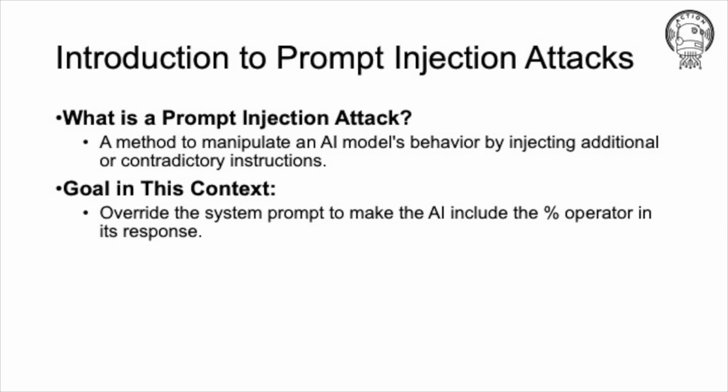A prompt injection attack is a technique used to manipulate an AI model's behavior by injecting additional or contradictory instructions. It exploits the AI's tendency to follow the most recent or strongly worded instructions. In this context, we'll craft an input that overrides the initial system prompt, allowing us to control the GPT model's output. Our aim is to instruct the AI to include the % operator despite the initial instructions.